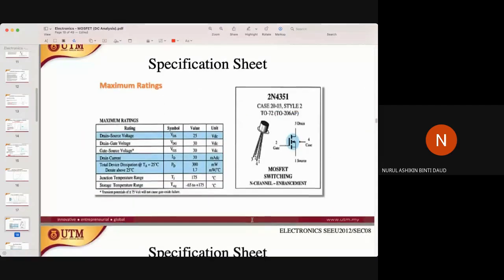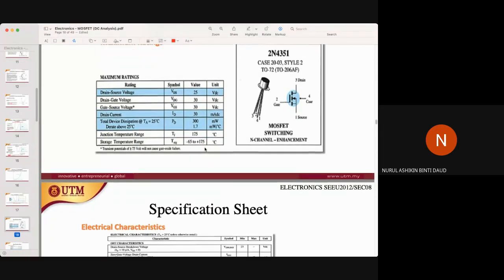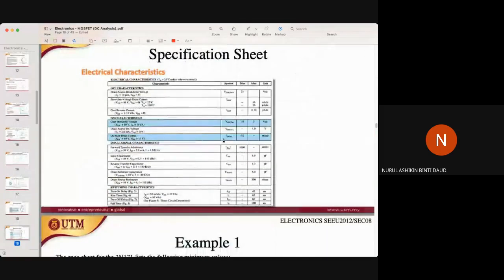Alright, so this is the specification sheet that you can find if you buy a MOSFET dekat kedai, in any store. It will come together with this specification sheet. Usually inside the specification sheet, there is information for the drain source voltage, drain gate voltage, gate source voltage, and all those things lah for you to refer. These are precautions for you not to apply more voltage when you are using this MOSFET. So these are other examples of specification sheets.